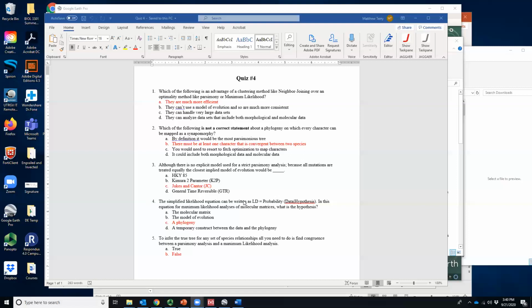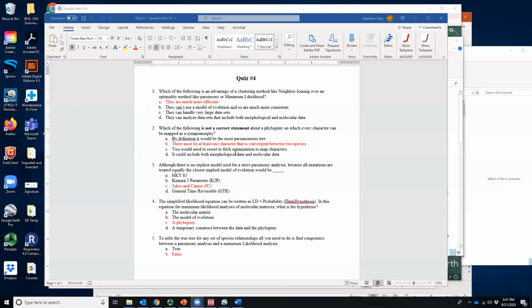And I was a little confused with the one about the phylogenies where every character can be mapped as a synapomorphy. If everything is mapped as a synapomorphy, that means we can put every character in just one place. We don't have to infer any sort of convergence or symplesiomorphy. So it's making sure you know what that definition means. By definition, it would be the most parsimonious tree, because that's the shortest tree you could possibly imagine. So we can eliminate A, because that is a correct statement.